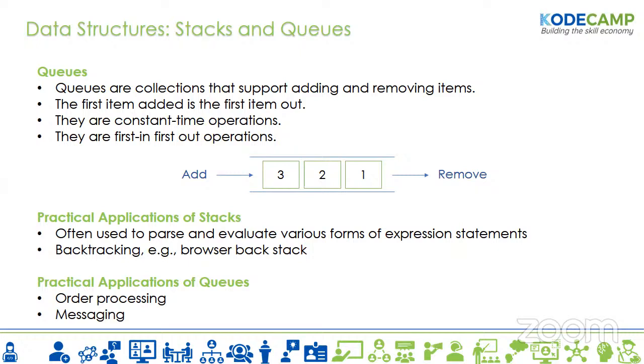So that's backtracking. Then queues are applicable for order processing. When you have order processing, you want the orders to be processed in the manner in which they came, on a first come, first served basis. That's order processing. Another example is messaging.